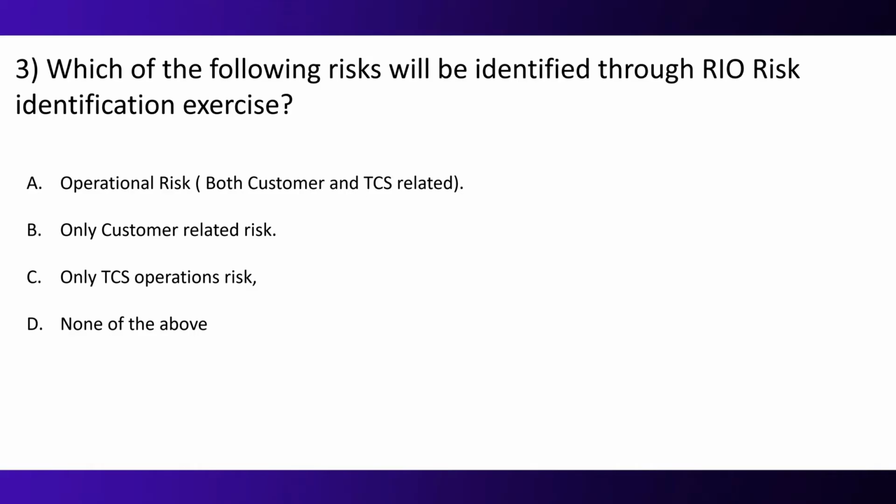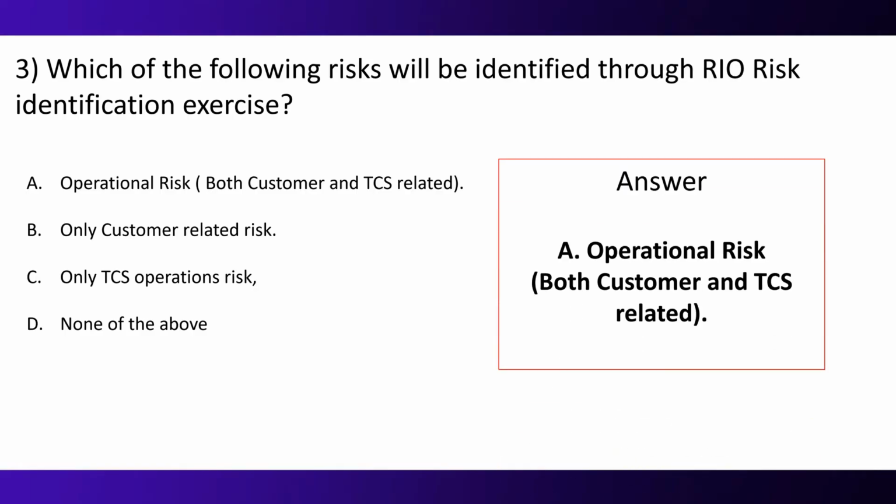Question 3. Which of the following risk will be identified through RIO risk identification exercise? Option A, operational risk, both customer and TCS related. Option B, only customer related risk. Option C, only TCS operations risk. Option D, none of the above. And the correct option is A, operational risk, both customer and TCS related.